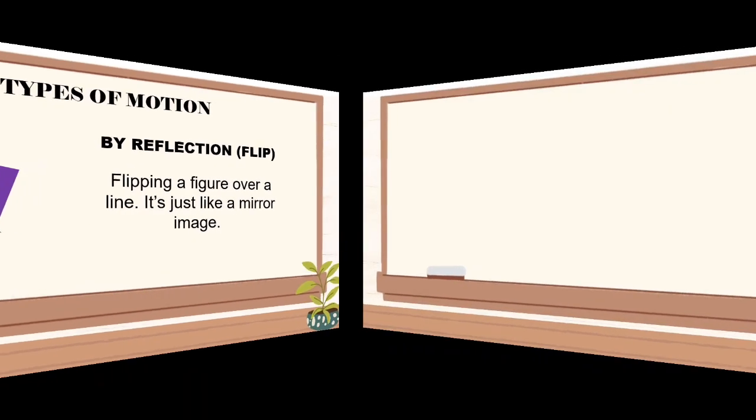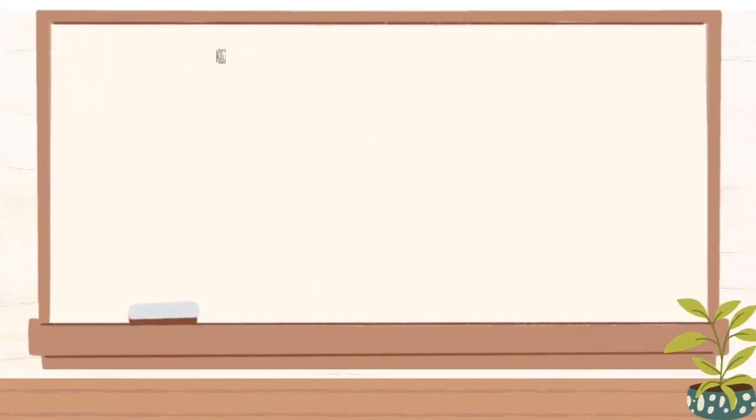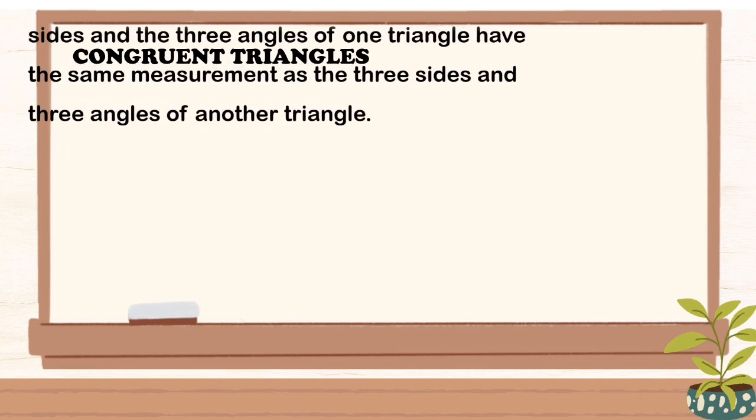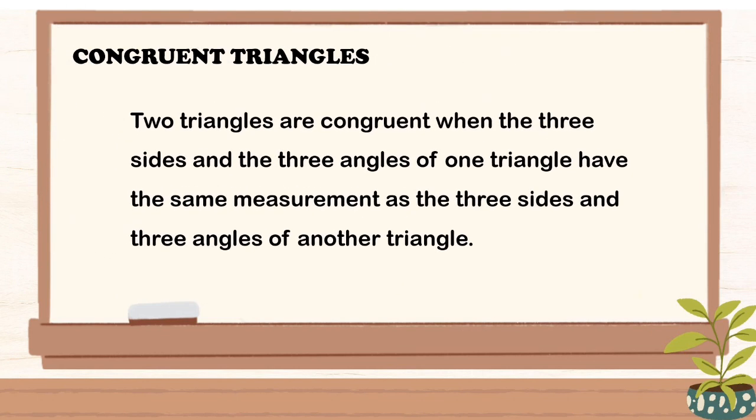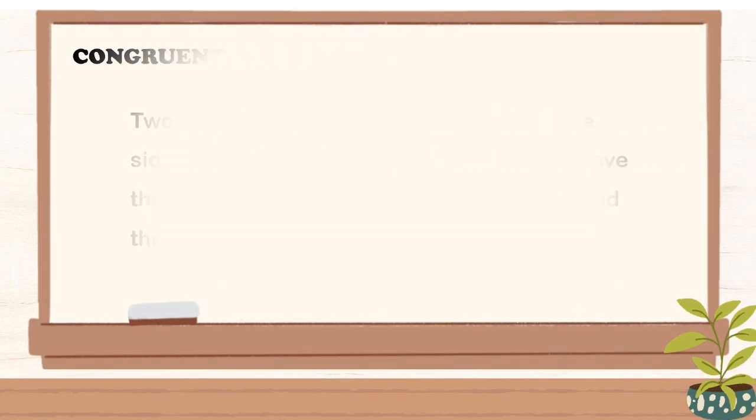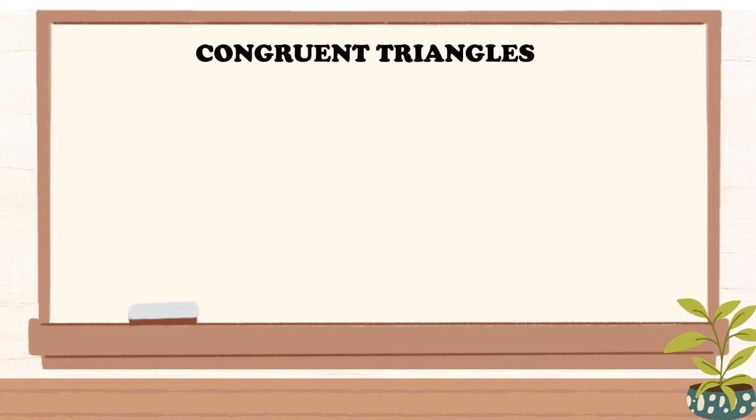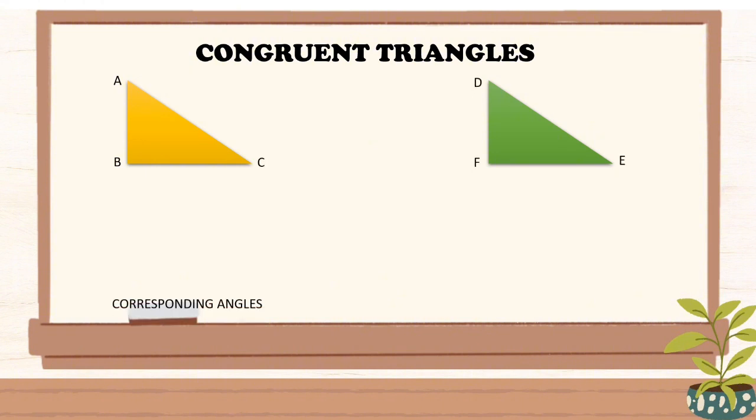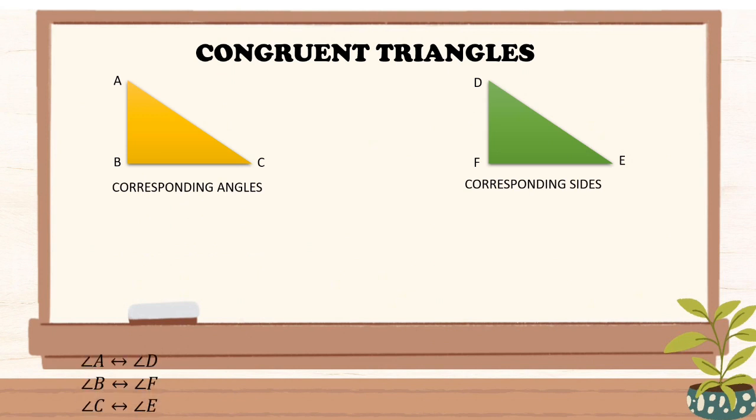So let's proceed. What is congruent triangles? So two triangles are congruent when the three sides and the three angles of one triangle have the same measurement as the three sides and the three angles of another triangle. Now, from these congruent triangles, I have here triangle ABC and triangle DFE. Let's give the corresponding angles and sides of these two congruent triangles.